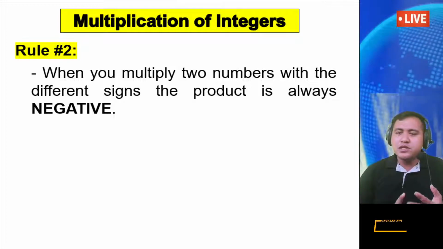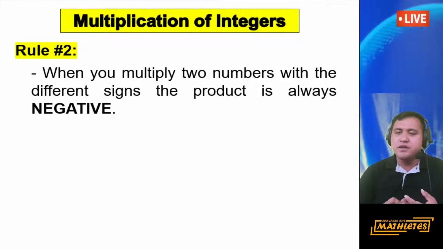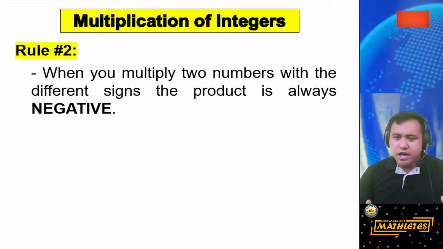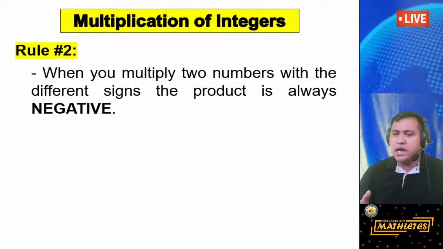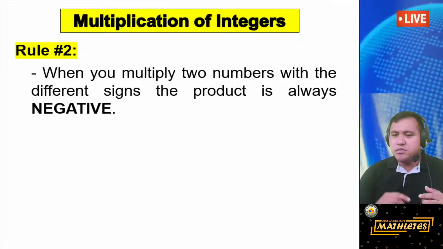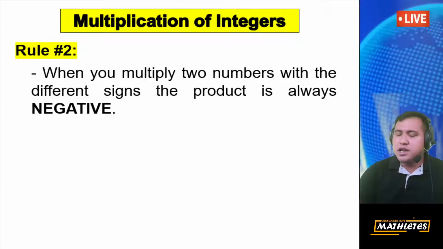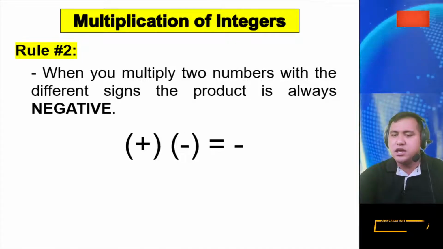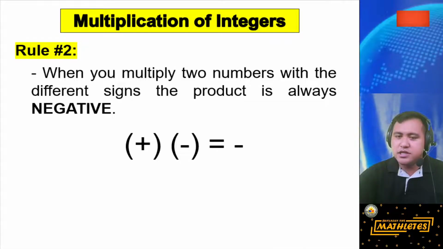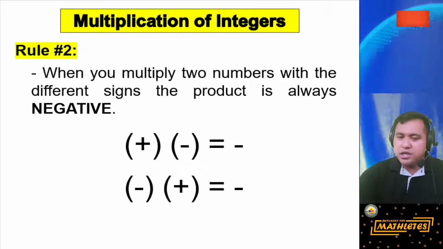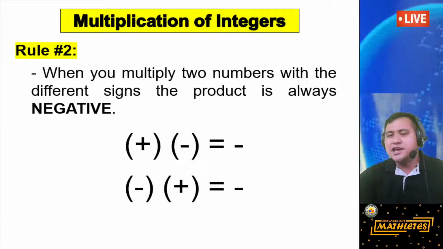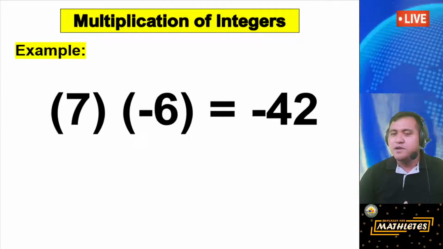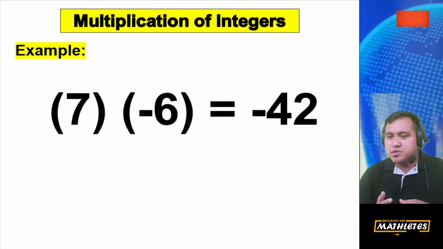When you multiply two numbers with the different sign, the product is always negative. So, kung mag-multiply ka og duha ka number nga lain og sign, pasabot ang usa positive, ang usa negative, ang answer nila is always negative. Like for example, positive times negative, ang answer ana negative. Kung mag-multiply ka og negative times positive, ang answer ana negative. Like for example, kaganina nakita nato 7 times 6 equals 42. Og negative 7 times negative 6 is 42.